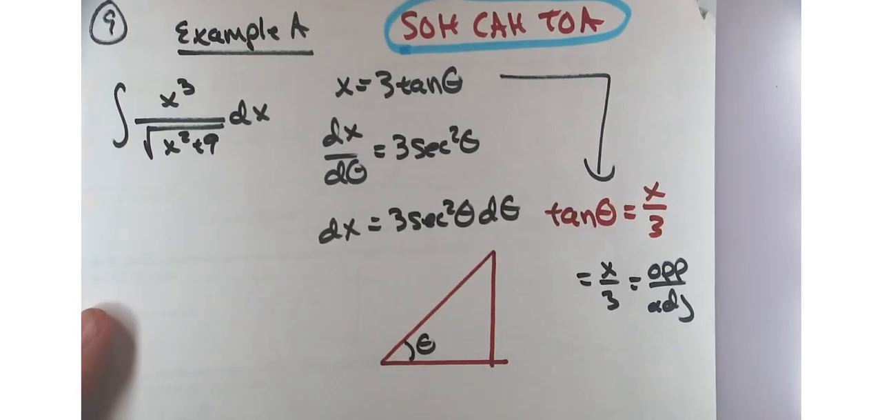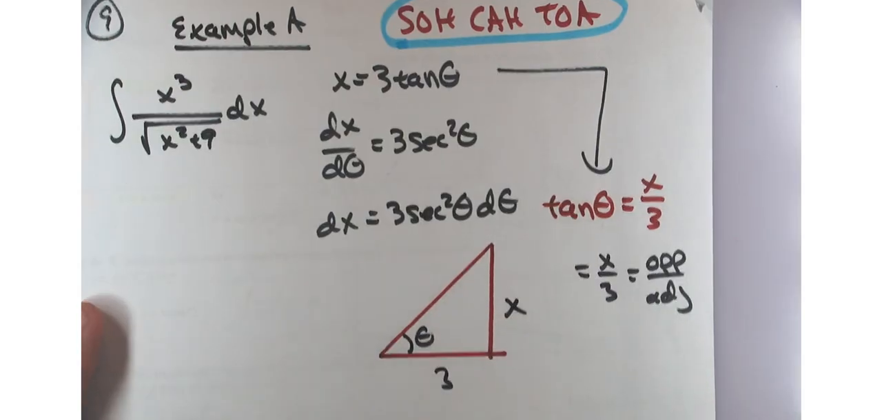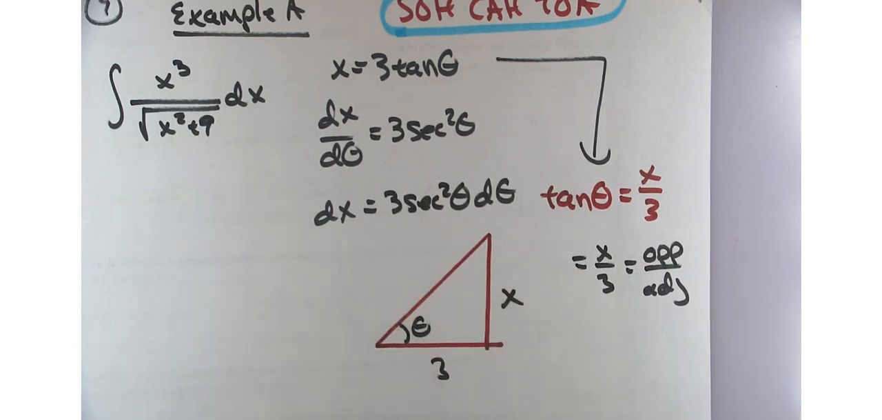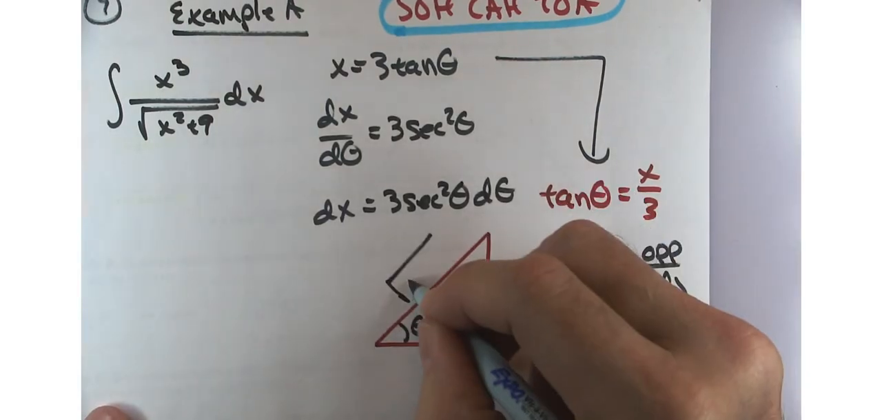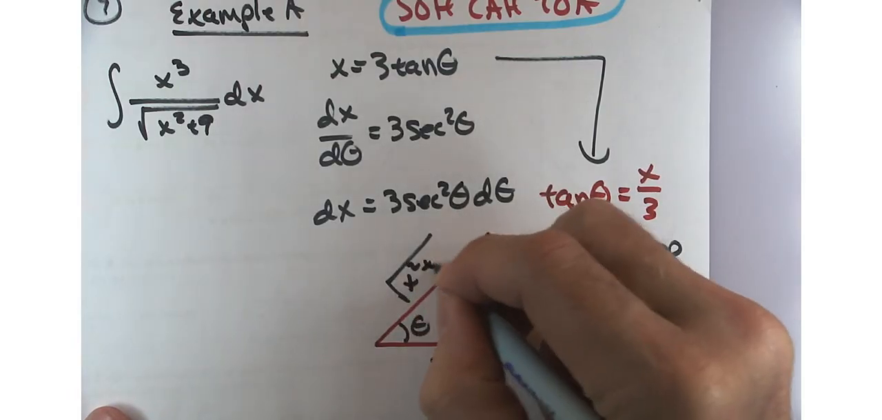Well, 3 goes on the bottom, x on the right. Nice. So 3 on the bottom, x on the right. Here's your opposite, here's your adjacent. Can anyone figure out what the hypotenuse would be? Square root of x squared plus 9. Awesome. Thank you, Clyde. Square root of this squared plus this squared, so x squared plus 9.